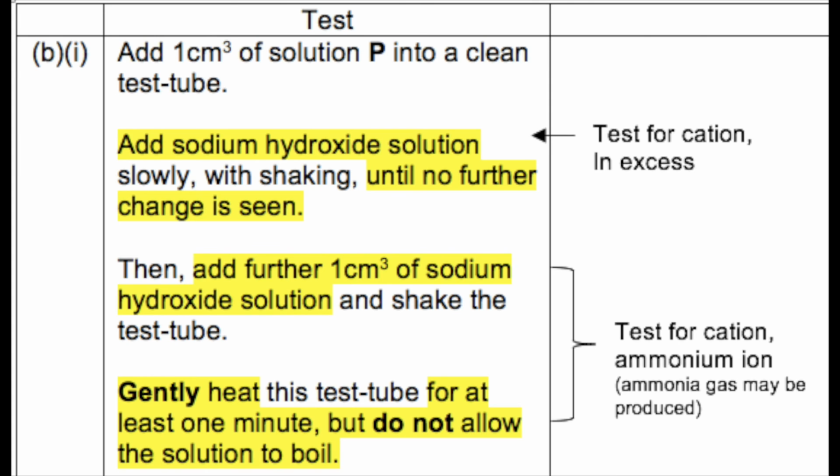For the next part, where it talks about adding a further 1 cm cube of sodium hydroxide and gently heating, this is also a test for cation. In this case, we are testing for ammonium ion because there is warming. And if there is warming, ammonia gas may be produced. So therefore, we need to prepare a moist red litmus paper. And if ammonia gas is produced, the moist red litmus paper will turn blue.